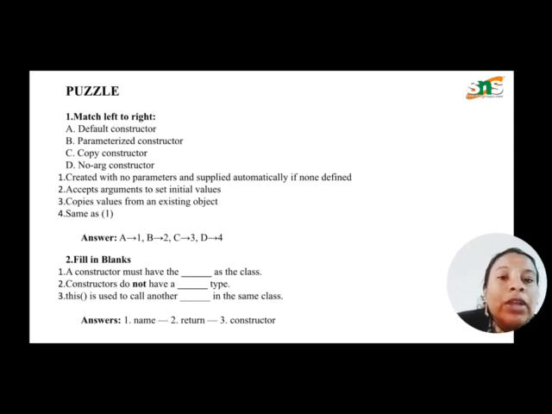The second one: constructors do not have a dash type. A method can have a return type, but a constructor should not have a return type. So the correct answer is return. Next, this is used to call another dash in the same class. The this keyword is used particularly for calling another constructor in the same class. So the answer is constructor.